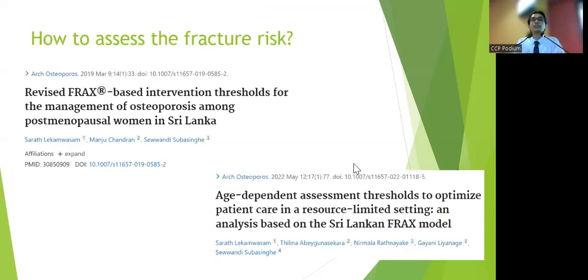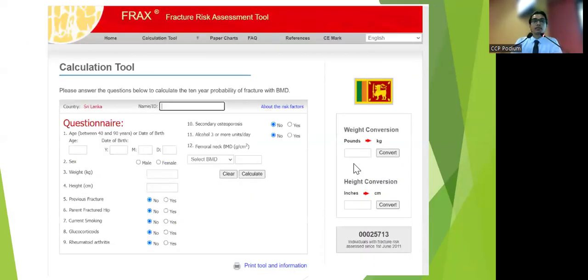So we do this by calculating the FRAX. FRAX is an online tool. This calculates the risk of fracture over a 10-year duration, major osteoporotic fractures and hip fractures. We have a country-specific FRAX, and for Sri Lanka, we have a specific FRAX for us. So what we can do is select this Sri Lankan specific FRAX online, and insert the details of the patient. These details include bone mineral density and some other secondary risk factors as well. By doing that, we calculate the risk of fractures, major osteoporotic fractures, and hip fractures.